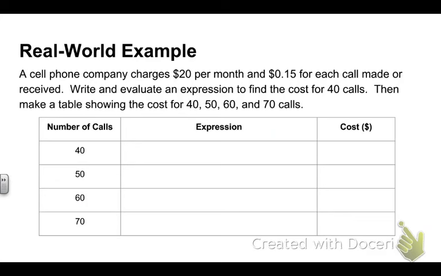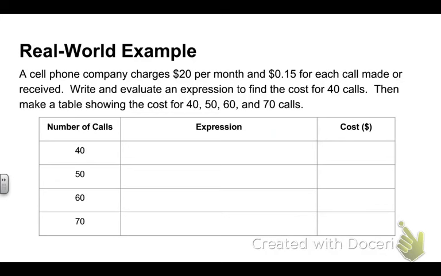Alright, our last example here. A cell phone company charges $20 per month and 15 cents for each call made or received. Write and evaluate an expression to find the cost for 40 calls. Then make a table, and that's what we have here, showing the cost for 40, 50, 60, and 70 calls. So, for the very first thing, number of calls 40.